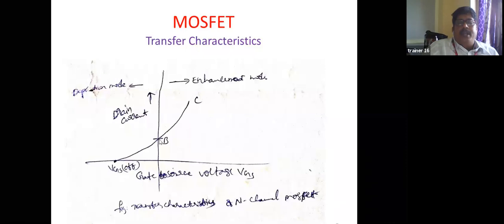From this point, in the enhancement mode, the drain current increases. When the positive gate to source voltage increases, the drain current increases gradually. In the negative gate to source voltage region, this is the depletion mode. Once the negative gate to source voltage increases, what happens? The drain current is there, but it is very less, right? So negligible current.